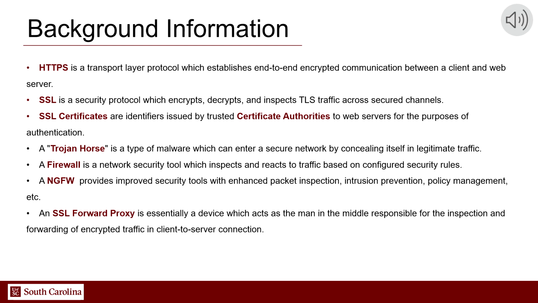A Trojan horse is a type of malware which can enter a secure network by concealing itself in legitimate traffic. A firewall is a network security tool which inspects and reacts to traffic based on configured security rules. A next-generation firewall provides improved security tools with enhanced packet inspection, intrusion prevention, policy management, and more. Lastly, an SSL forward proxy is essentially a device which acts as the man in the middle, responsible for the inspection and forwarding of encrypted traffic and client-to-server connections.